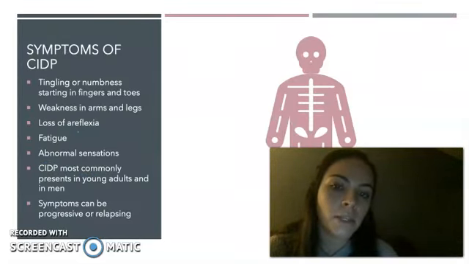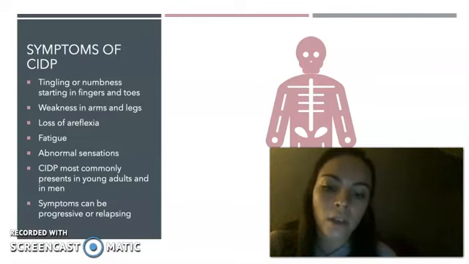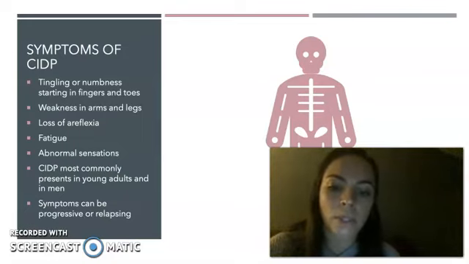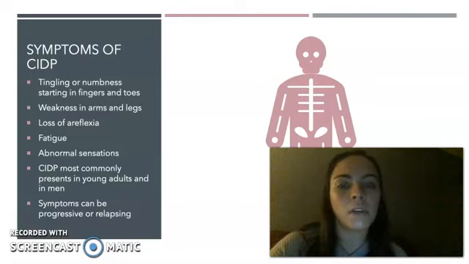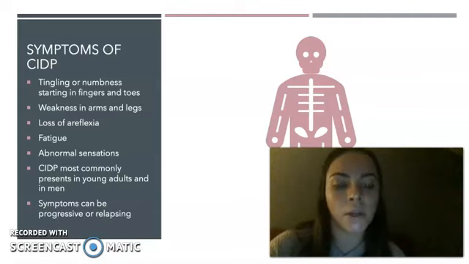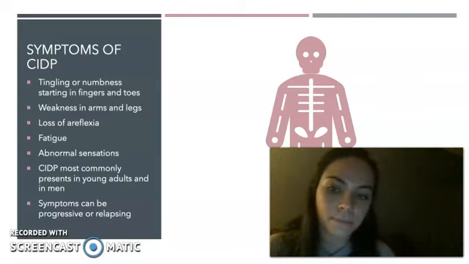Symptoms of CIDP start with tingling or numbness in the fingers and toes. It then leads to weakness in the arms and legs. There is loss of deep tendon reflexes, fatigue, and abnormal sensations. CIDP most commonly presents in young adults and in men. Symptoms can be progressive or relapsing.